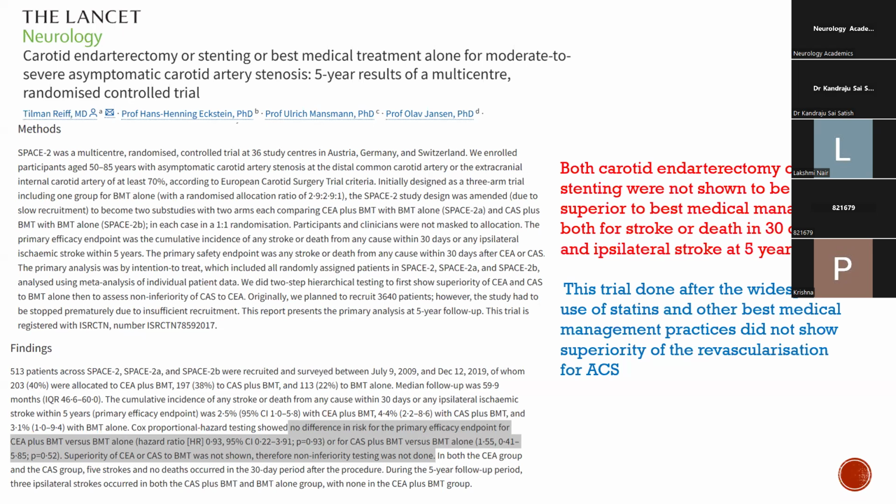So in this phase 2 trial, they found that both carotid endarterectomy and stenting were not shown to be superior to the best medical management, both for stroke or death in 30 days, as well as ipsilateral stroke at 5 years. This trial, done after the widespread use of statins and other best medical management practices, did not show superiority of revascularization over the best medical therapy.